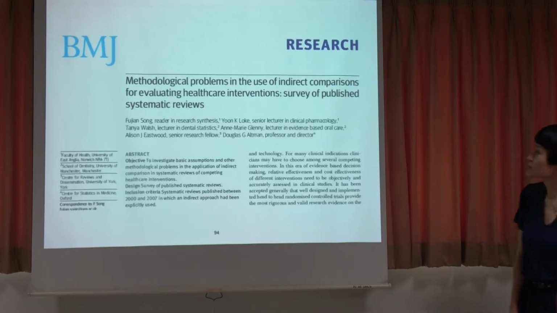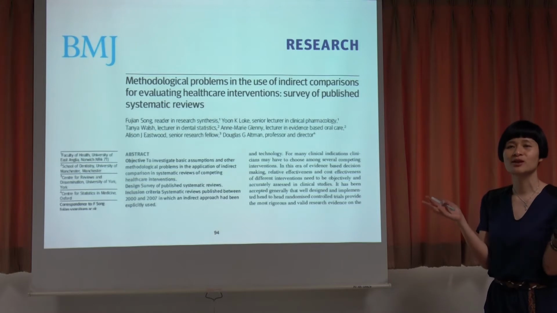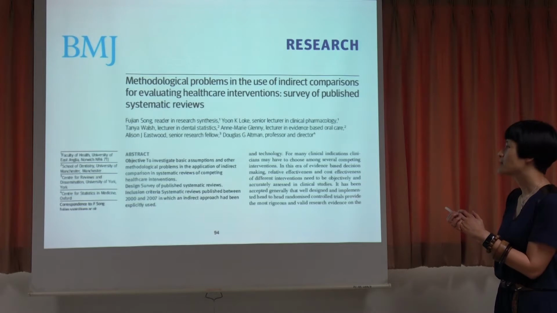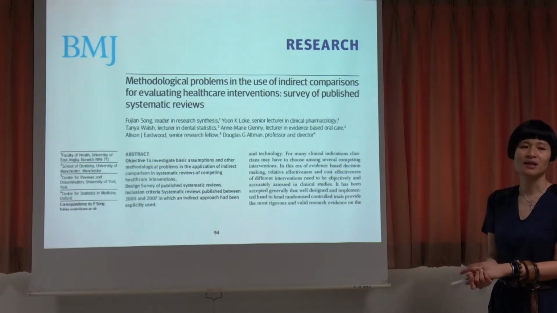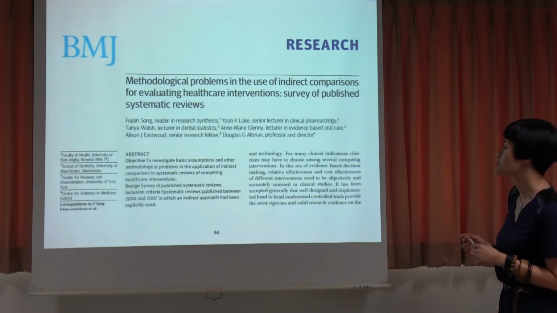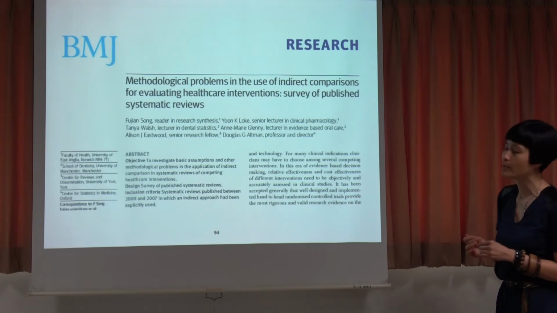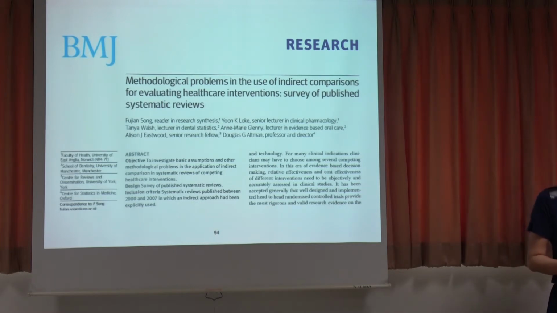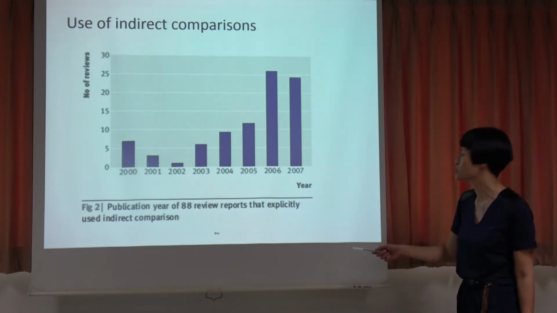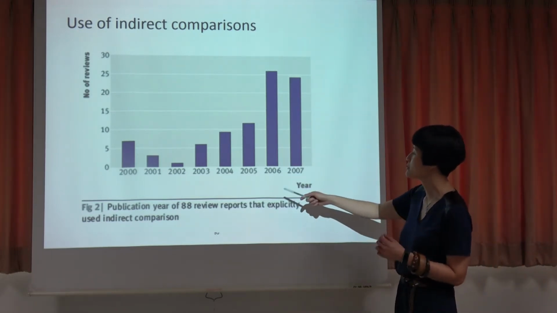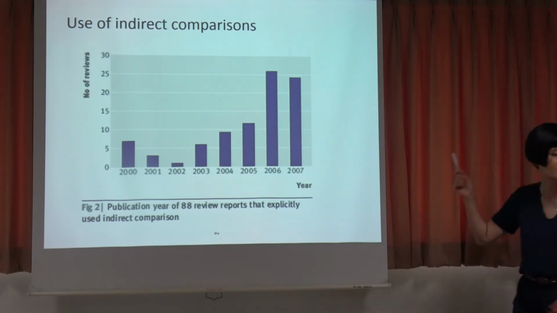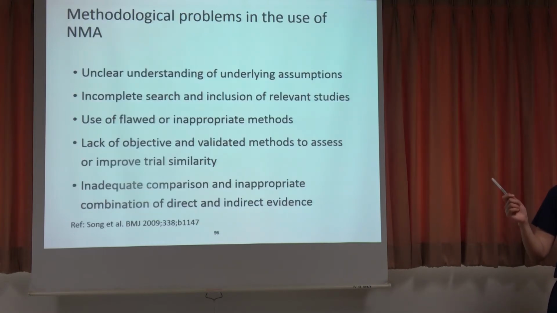But network meta-analysis is a good methodology that can solve the problem of the lack of evidence. But like any methods and like any studies, there can be methodological problems. So Fujian Song did a review of some of the published systematic reviews with network meta-analysis some years ago, and showed that the publication of network meta-analysis and indirect comparisons has gone up. This only went down to 2007. If you extend this to today, you can see an exponential growth in the use of this methodology.